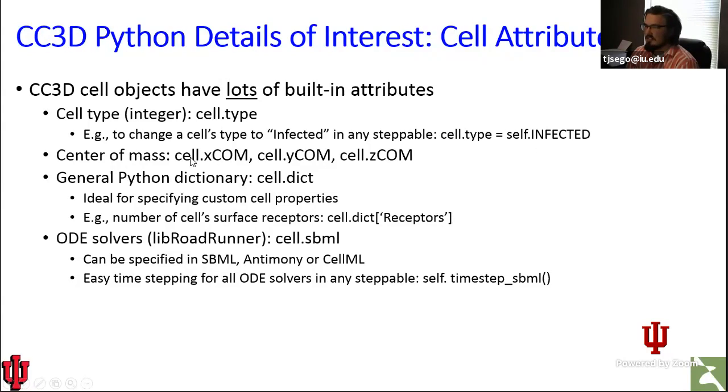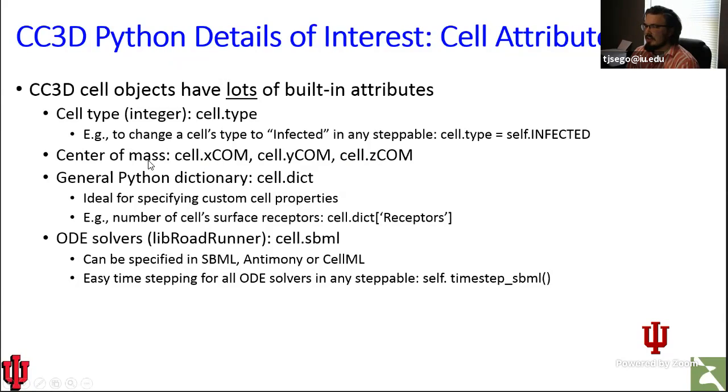We also have lots of attributes that are updated in simulation based on the state of the cell concerning its location. So for example, we can very easily get the center of mass of a cell in simulation using these attributes: xCOM, yCOM, and zCOM.